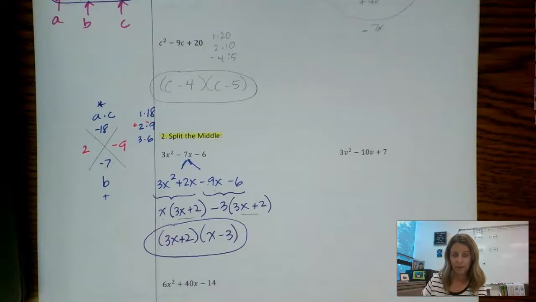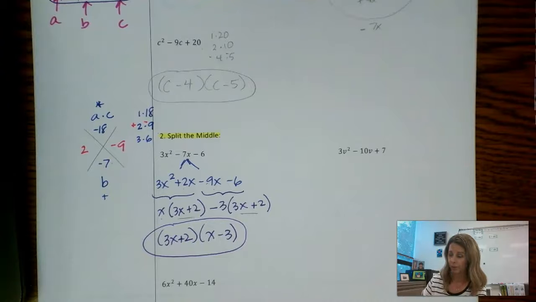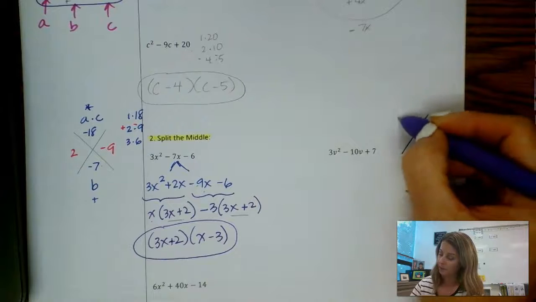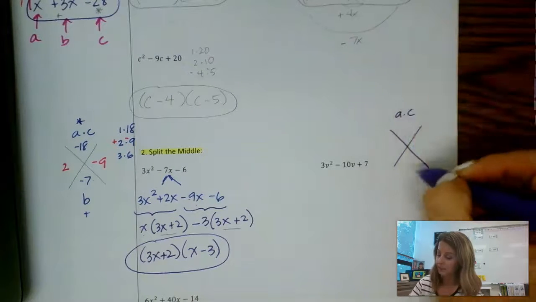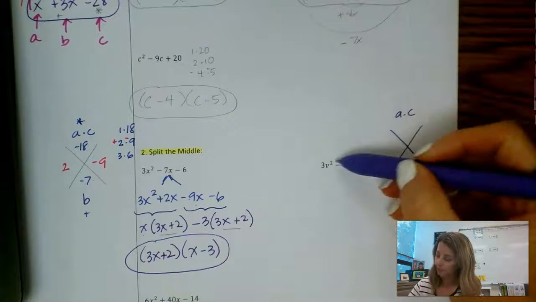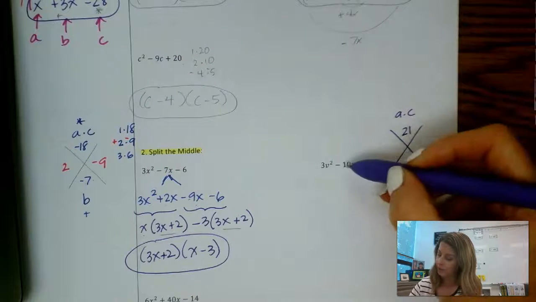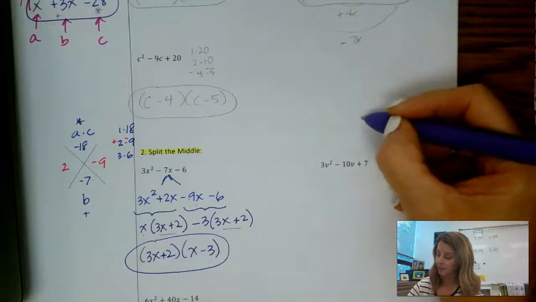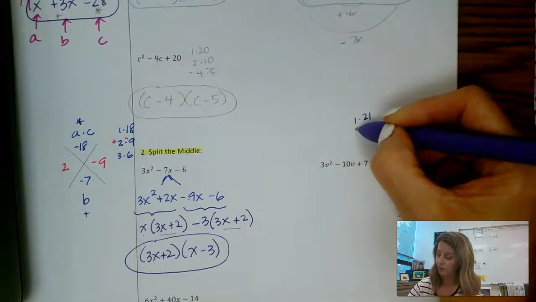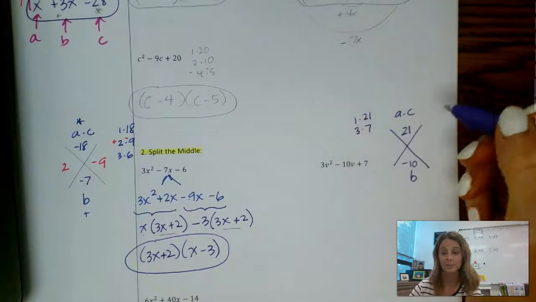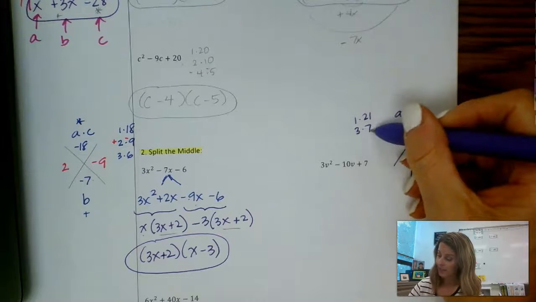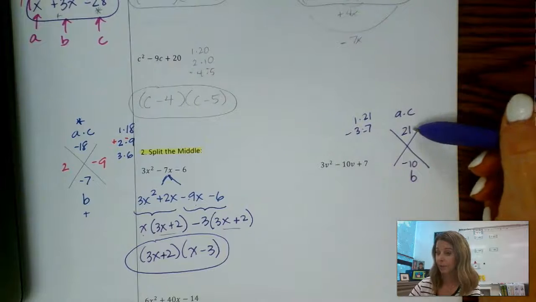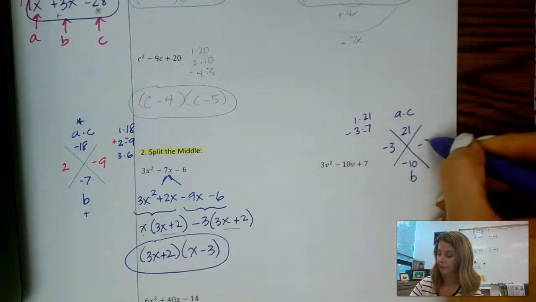Okay, I guess I'll split the middle here again. So I'll situate my work like this, A times C and B. So 3 and 7 is 21, and then negative 10. So I'm looking for factors of 21 that add up to negative 10. So 1 times 21, only 2 sets of factors. To get them to add to a negative 10, I want to make them both negative, and then when they multiply, it'll keep 21 positive. So I have a negative 3, negative 7.